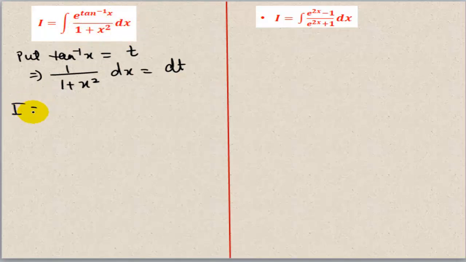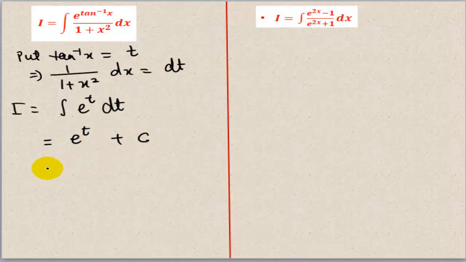And what is our integral now? It is e with the exponent t. Fine. And the remaining part of the integral is simply replaced by dt. So we need to only integrate e to the power t. Now integral of e to the power t is e to the power t only plus constant of integration. So simply replacing t by its value, which is tan inverse x plus c. So this is the required integral. Now moving on to the next one.